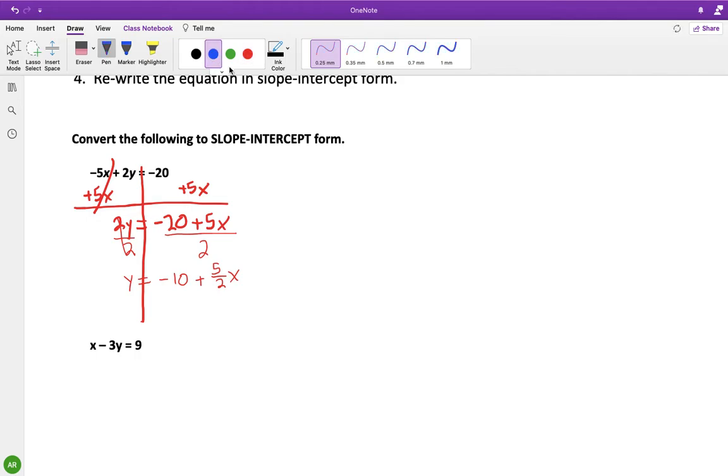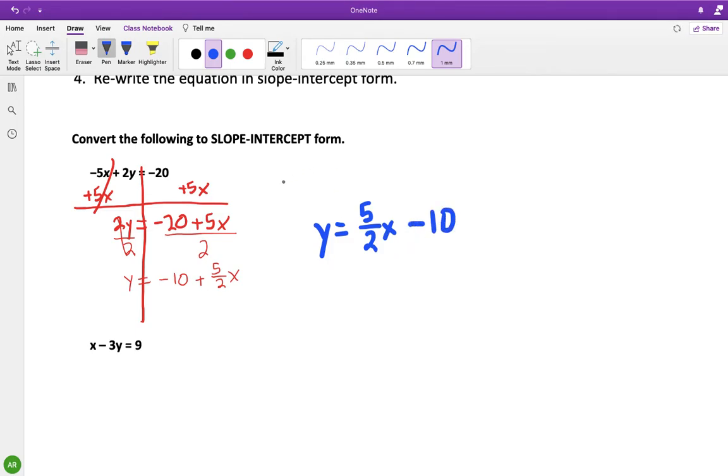Now we're almost done, but we want to write that in slope-intercept form. This is technically slope-intercept form, but I want you guys to get in the habit of writing it down with the slope, in this case 5/2, in front of the y-intercept.